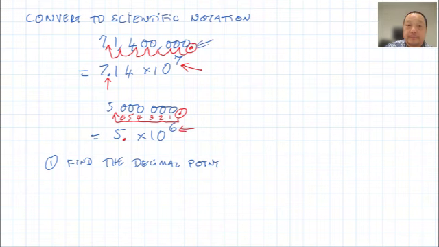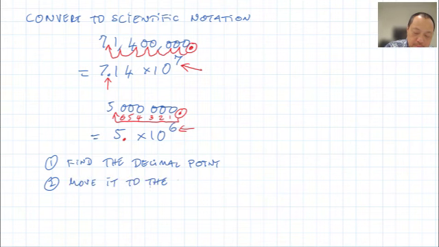Like I find it here, and I move it to the left until I get to the point where the digits are 1 point something, 2 point something, up to 9 point something. I don't stop too early. For example, with the 71 million, I don't stop too early here at 71. I go all the way to 7. And I don't go too far either.